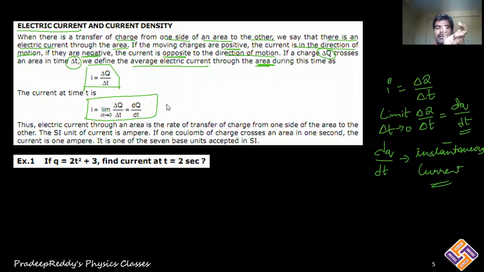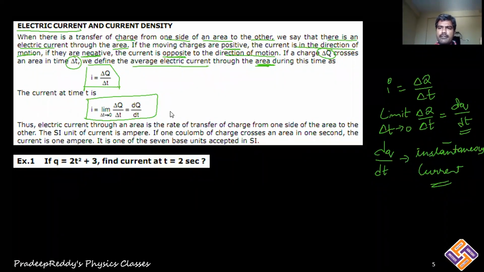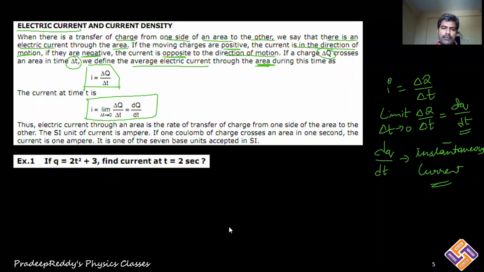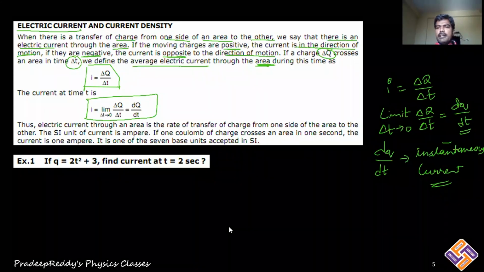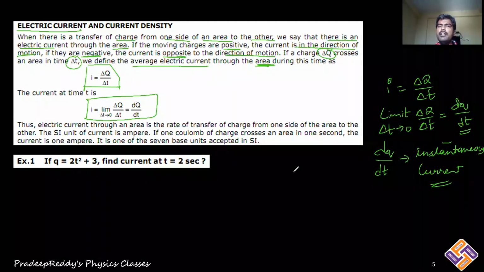You will be taking a time limit, say 0 to 10 seconds. What is the net flow of charge? It is called average current. Average current and instantaneous current are similar to average velocity and instantaneous velocity, which you will learn in kinematics. And remember, in some conductors, if the area of cross section is variable, the charge flow is also variable.